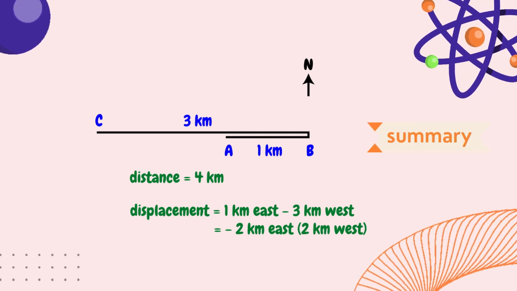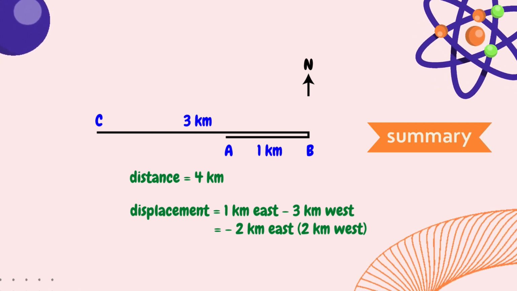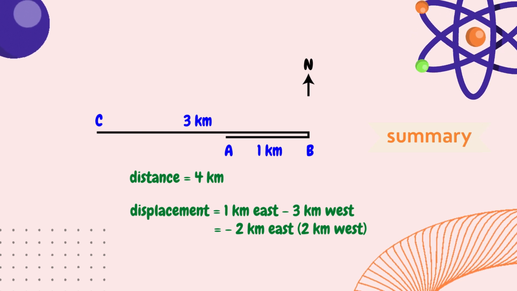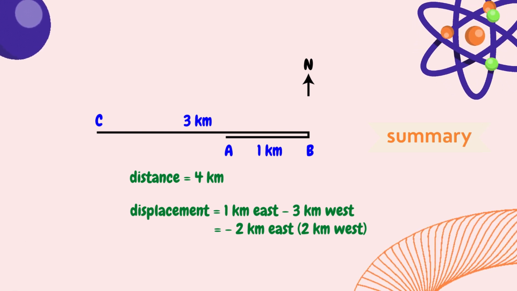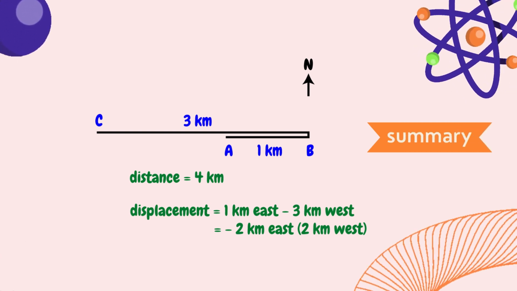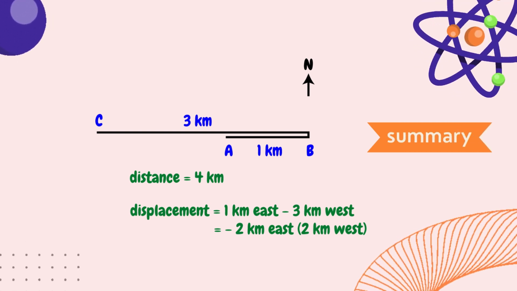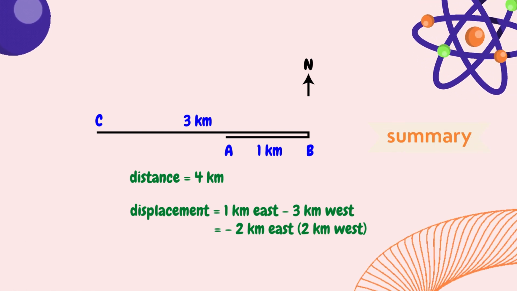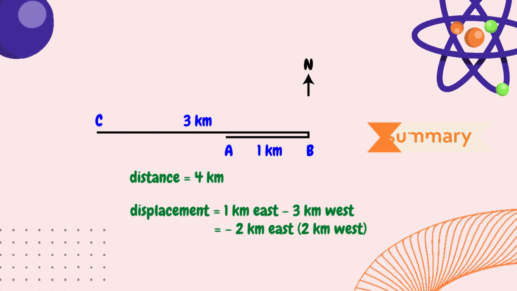To recap, in everyday life, distance and displacement are used interchangeably, but they are different. Distance is the total length taken between 2 points. Displacement is the shortest length taken by an object in a specific direction. Both of them are used to measure the length between 2 points. Distance measures the total length, while displacement measures the shortest length.